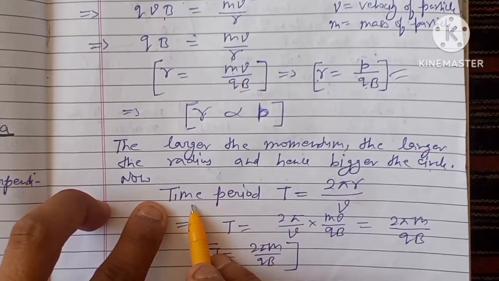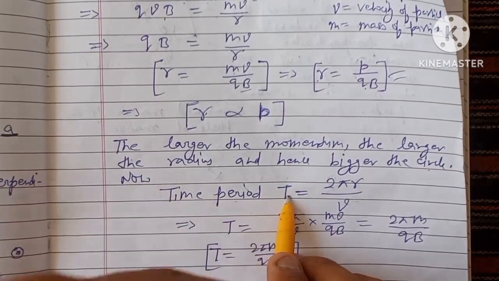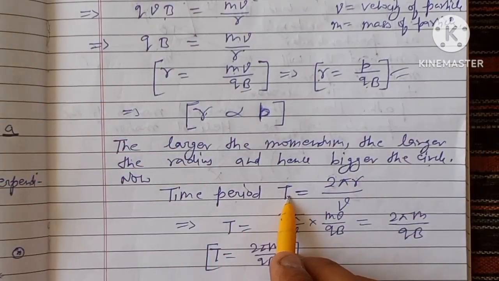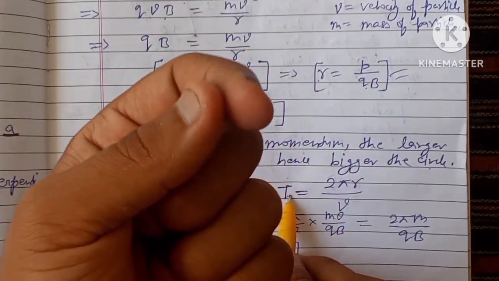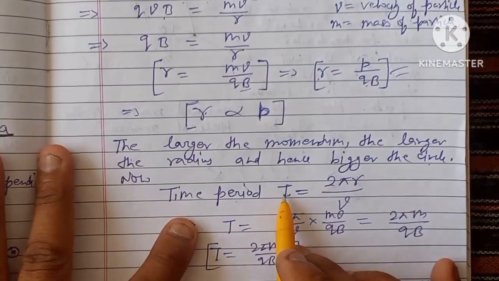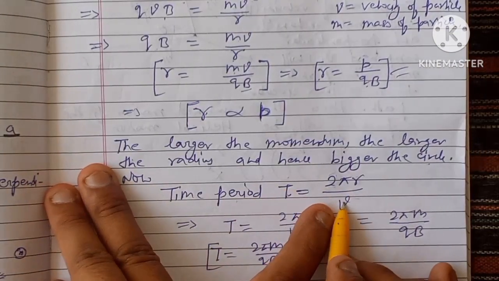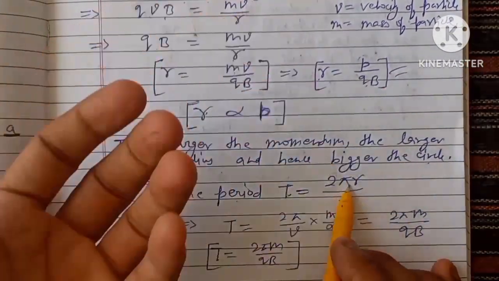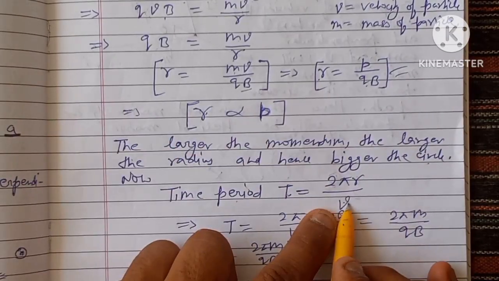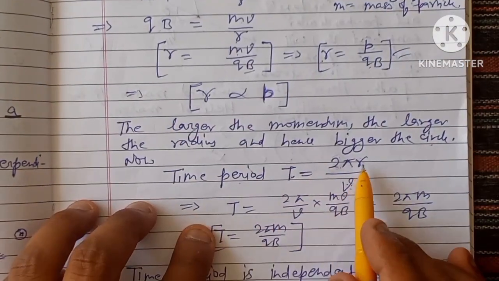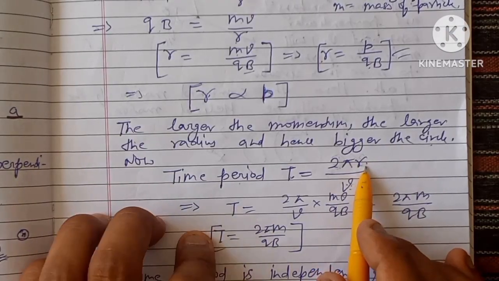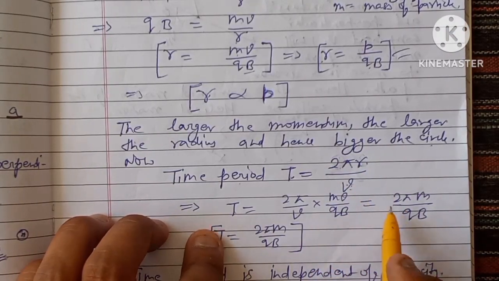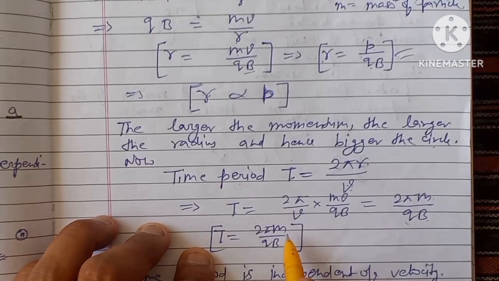We can also calculate the time period of this particle. And what is time period? Time period is just the time taken by the particle to complete one round of this circular path. So that is given by time is equal to distance upon speed. Distance is just 2 pi r and speed is v. So 2 pi r divided by v. Here we can put the value of r, that is mv by qB. So I will get T is equal to 2 pi m divided by qB.